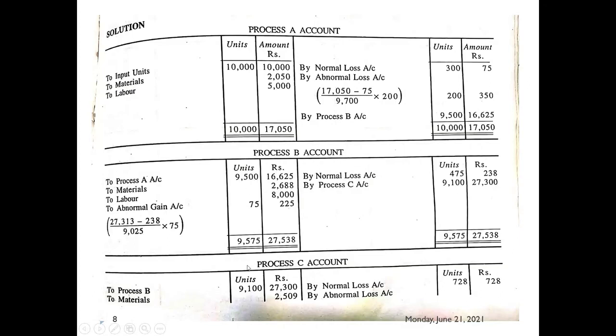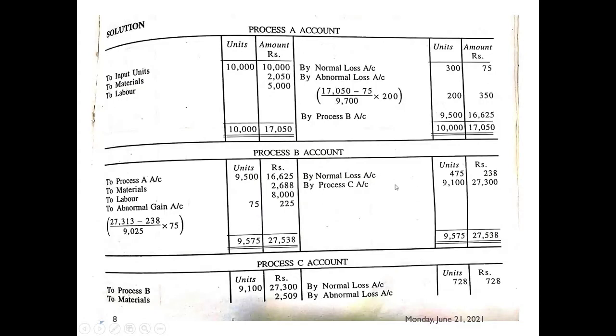Now you close the amount column. The balancing figure will be 27,300. So the cost per unit will be 27,300 divided by 9,100, which is 3 per unit. In brackets you write at the rate of rupees 3 per unit. Okay, close it. Now prepare the process C account.